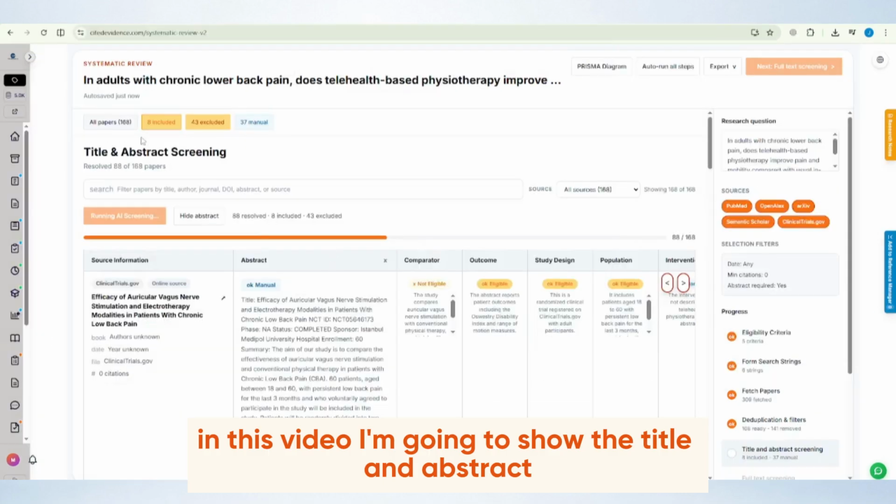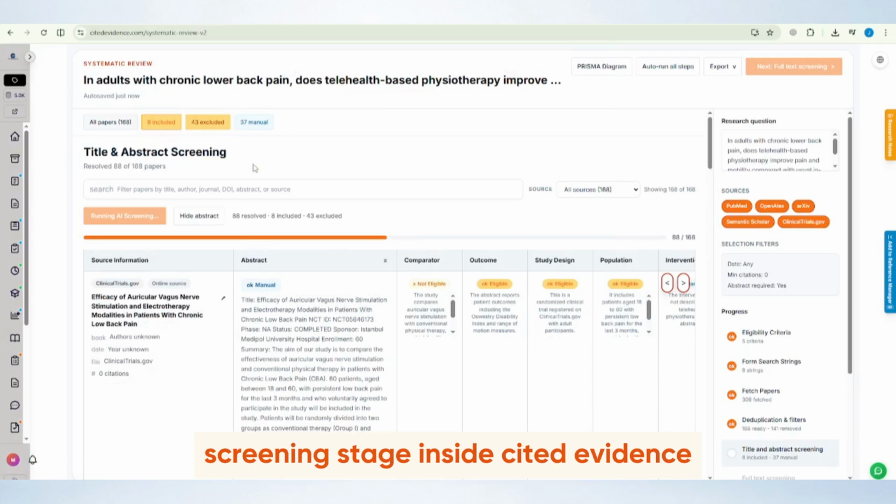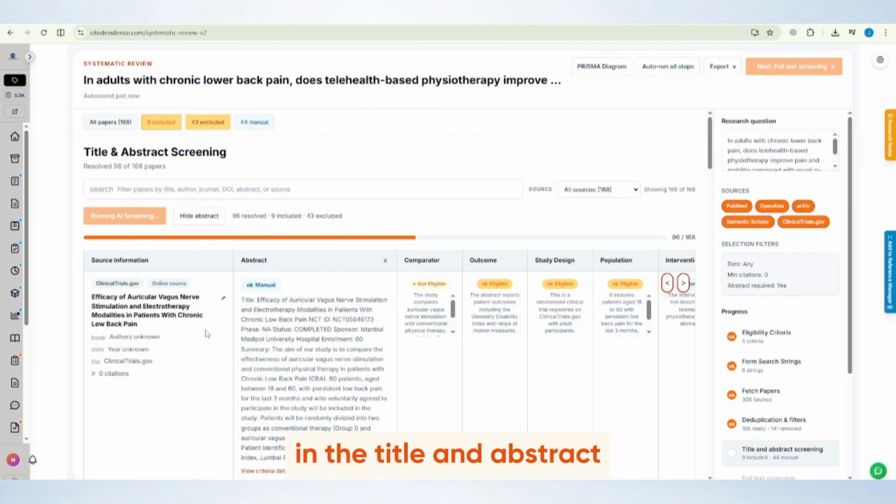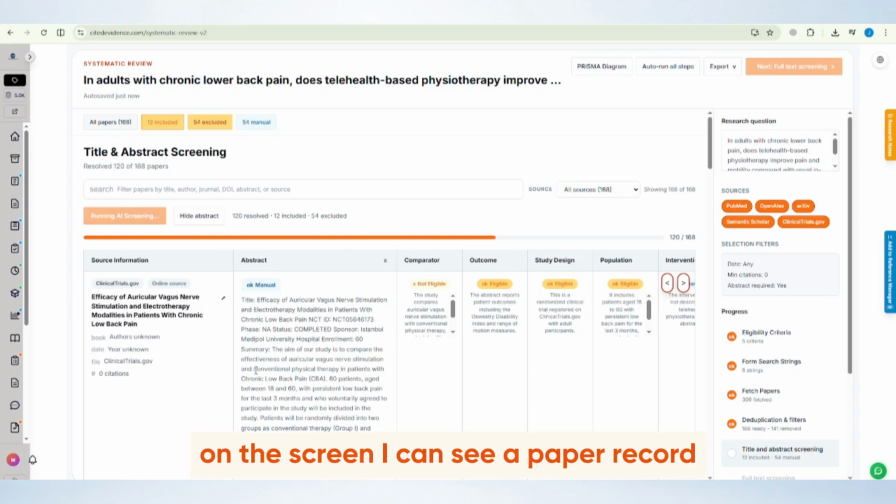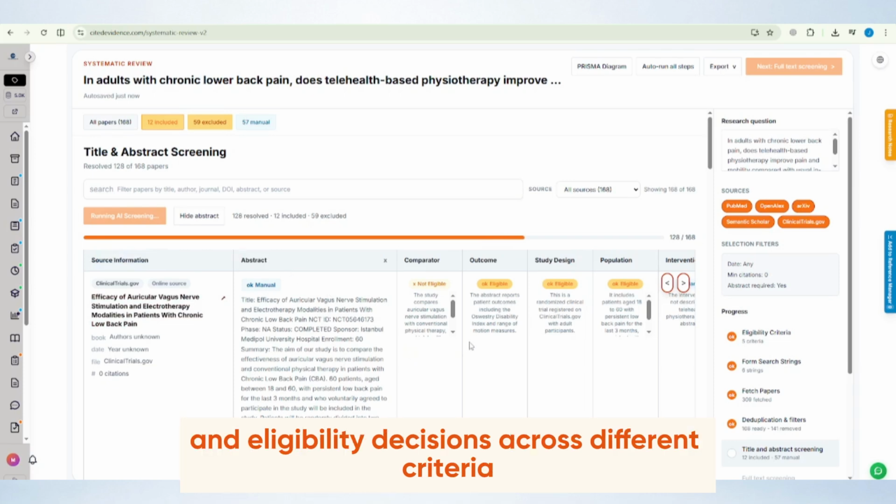In this video, I'm going to show the title and abstract screening stage inside Cited Evidence. This is where the tool helps decide which records should move forward based on the information available in the title and abstract. On the screen, I can see a paper record with source information on the left, the abstract in the middle, and eligibility decisions across different criteria.